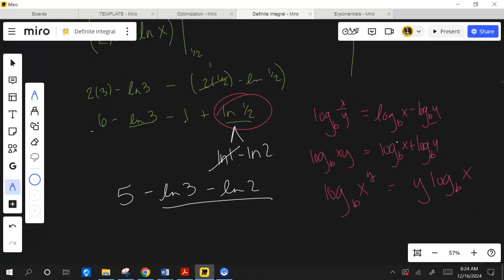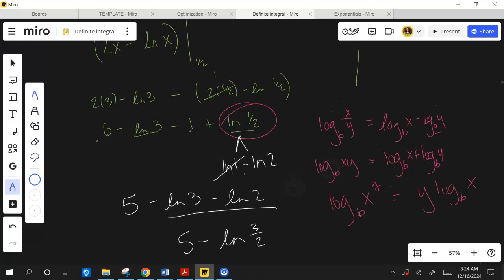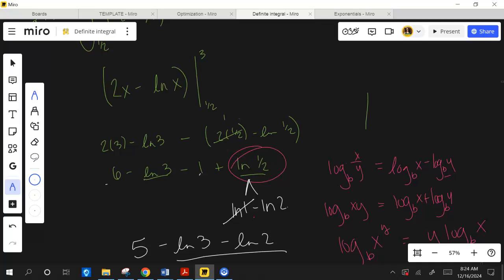And I can combine these two. 5 minus, what does that become? Log 3 divided by 2. I'm going to divide because we are subtracting there. That's the most you can simplify it. Is that what they got? Ooh, no, they got log 6. What did I do? Top minus bottom. You don't average this.